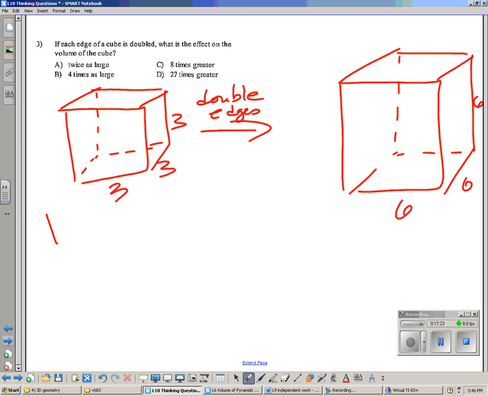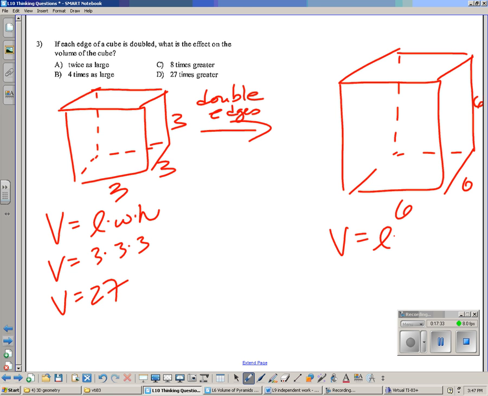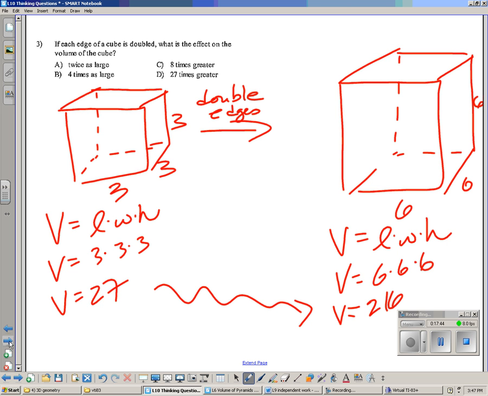The volume is just length times width times height. So volume is 3 times 3 times 3, which is 27. Volume over here is still length times width times height, which is 6 times 6 times 6, which is 216. So now if I want to figure out what number I need to multiply to get here, I can do 216 divided by 27, which happens to be 8. So if I multiply by 8, I will get from the 27 to the 216. So the volume would be 8 times greater.